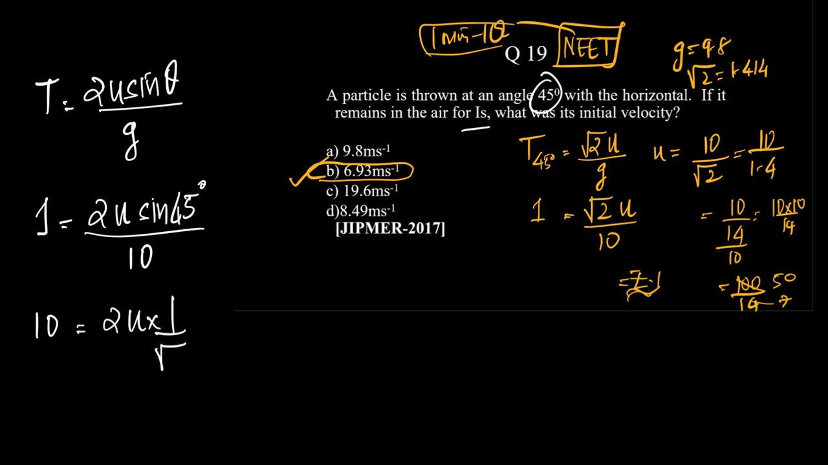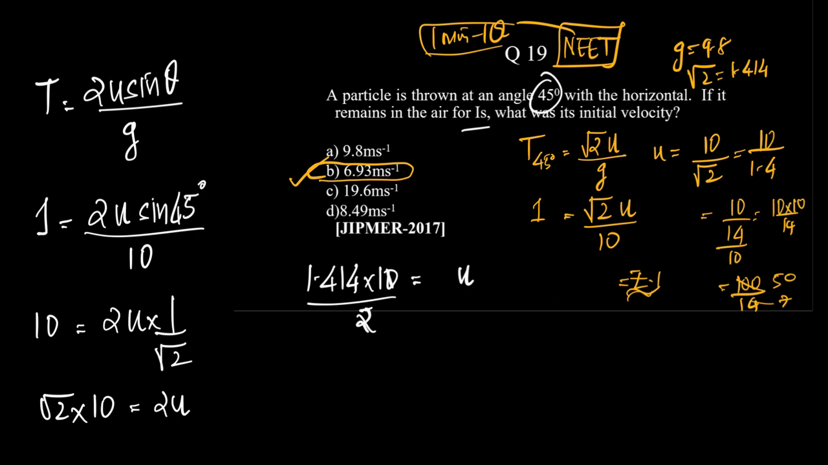Sine 45 is 1 by root 2. Again, root 2 into 10 is equal to 2u. So how much is root 2? Root 2 is 1.4. So 1.414 into 10 is equal to 2u. And therefore u would be equal to 1.4 into 10 by 2. So 10 by 2 is 5.